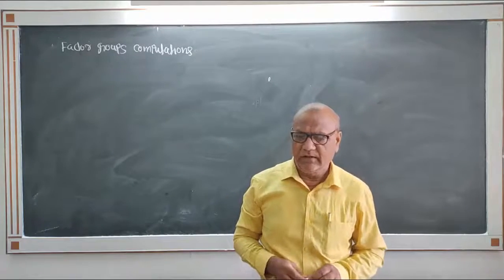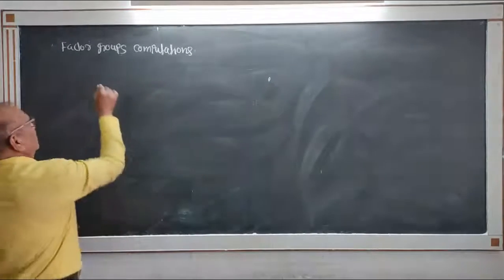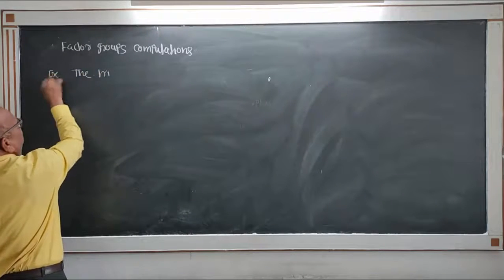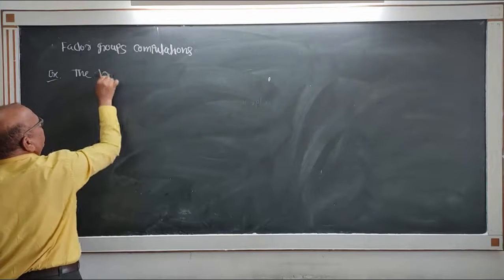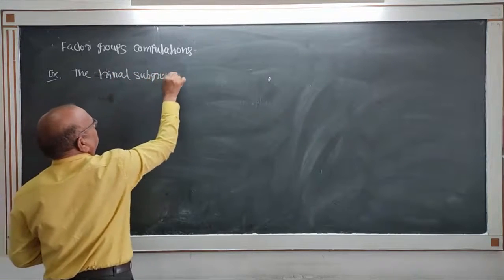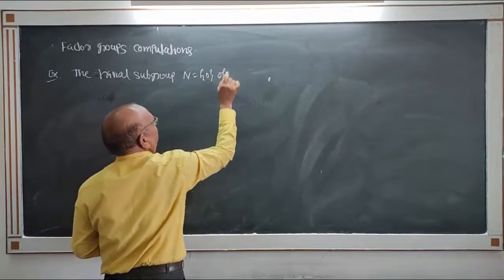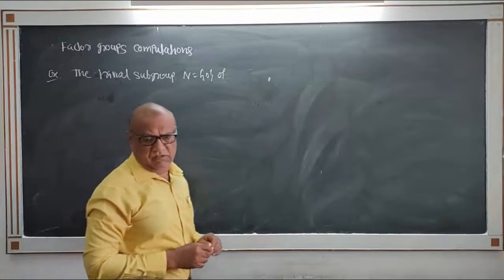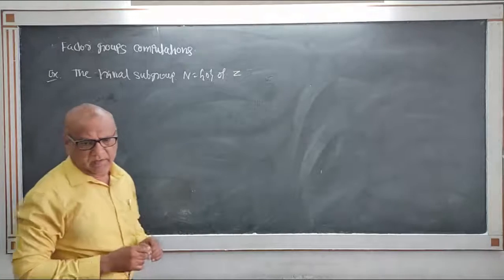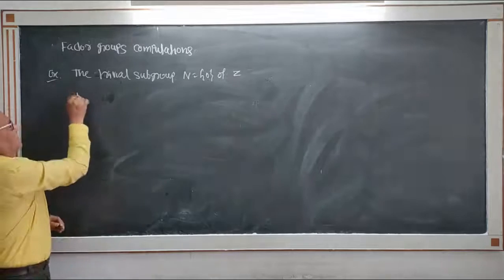See here, the trivial subgroup. Example: nZ of Z is a normal subgroup.